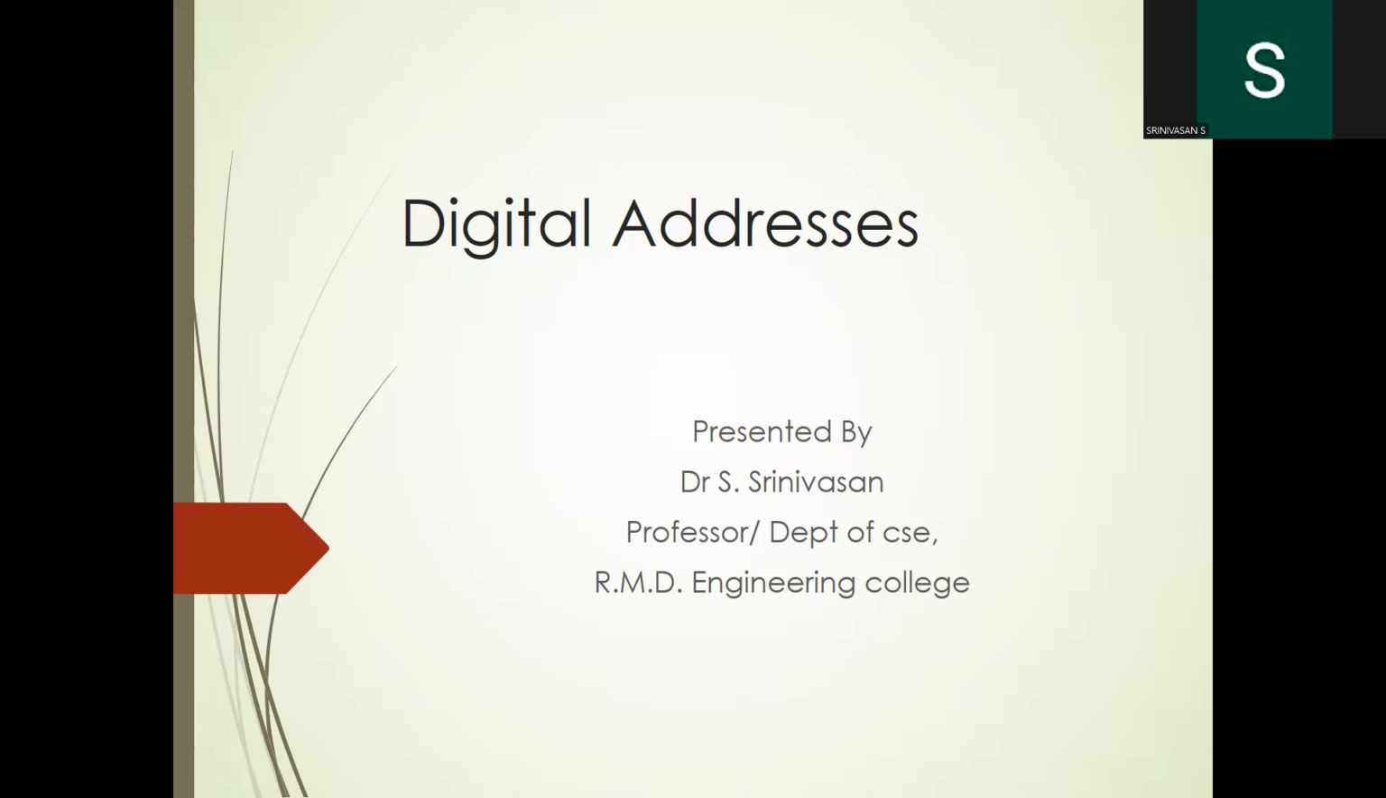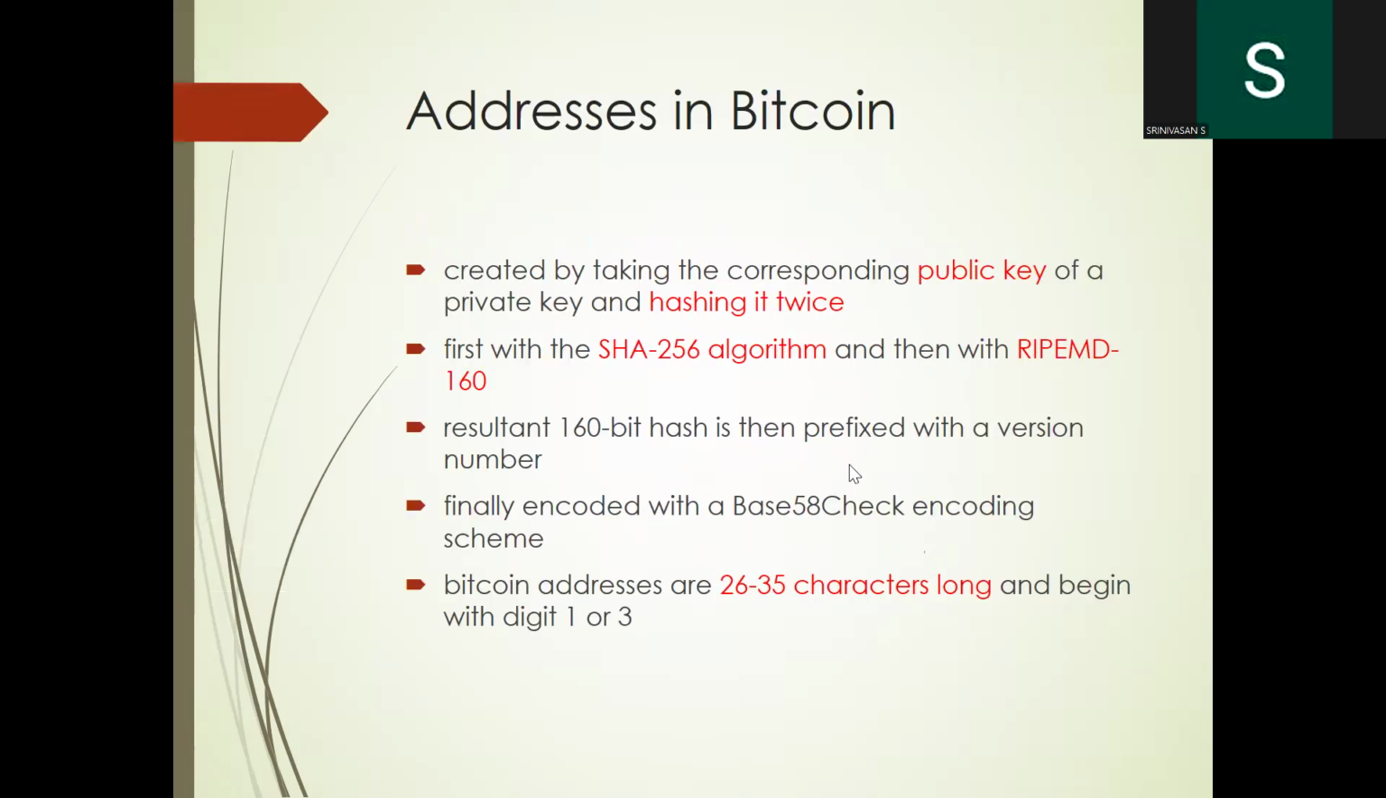In this video, I'm going to talk about the digital addresses in Bitcoin network. In Bitcoin network, digital addresses of wallets are created using the public key as well as the private key. Typically, it starts with the private key and it hashes the private key twice. First with SHA-256 algorithm, then RIPE MD160 algorithm.